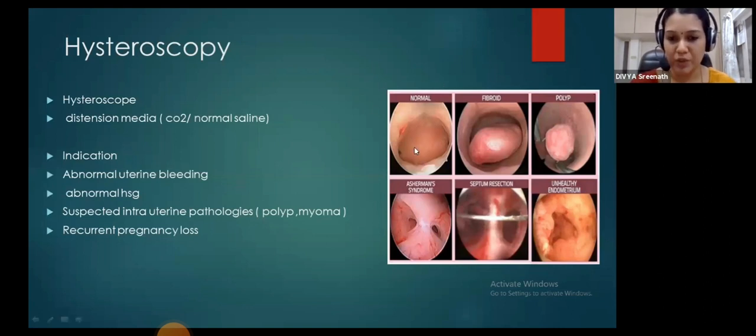Like this is a normal view. You can see the openings or the ostium where the fallopian tube is attached. There is no fibroid, no polyp, nothing like that. In this case, you can see the fibroid, etc. Hysteroscopy is usually done if there is a suspected case of septum, that is whether a septum or a polyp is present in the uterus. Along with the hysteroscopy, they will do curettage also. They will remove the septum also. So this procedure can be used as a screening method or also as a therapeutic means.